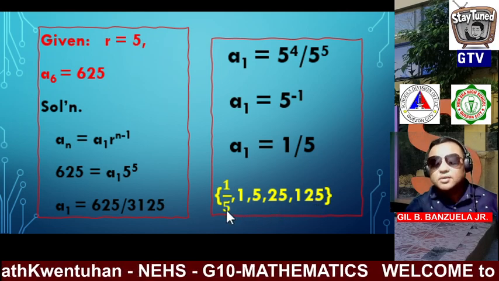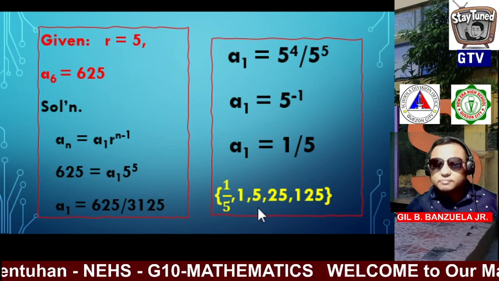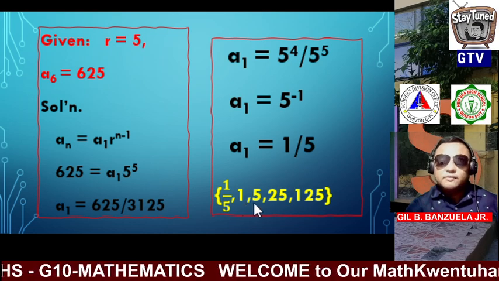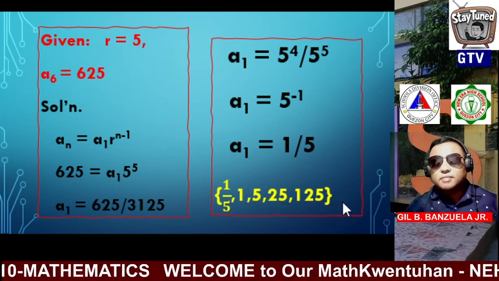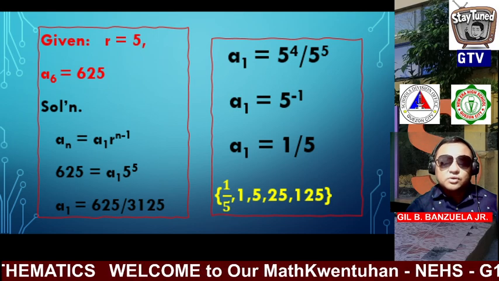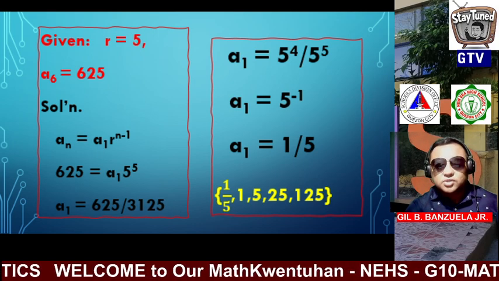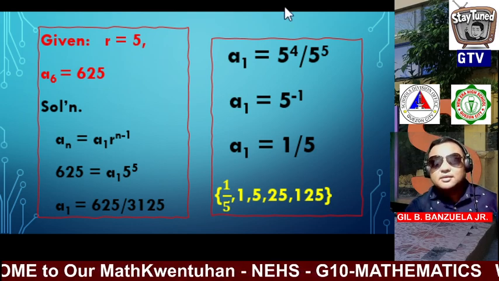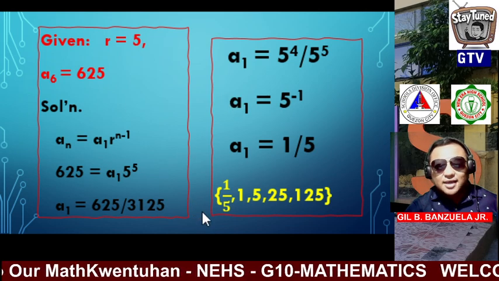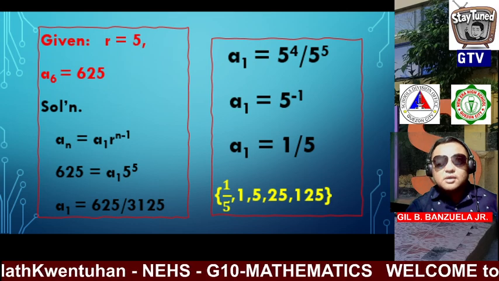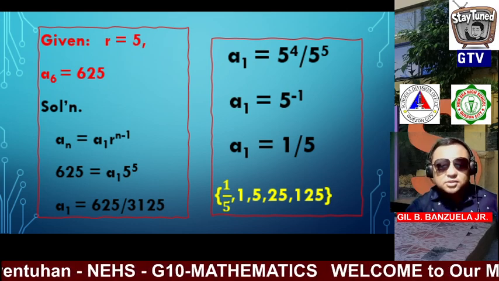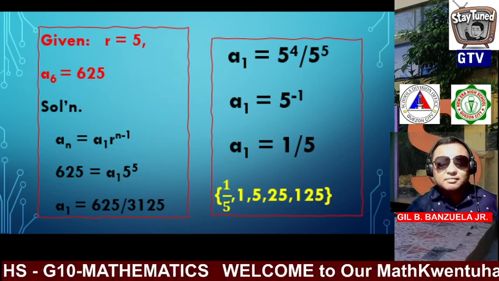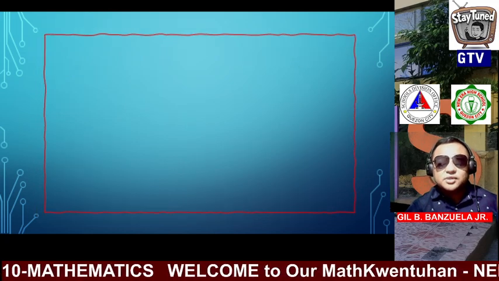125. That's why we arrive on the first 5 elements of the sequence: 1/5, 1, 5, 25, and 125, based on the definition of geometric progression or geometric sequence. Again, if you did not get this item, pause the video, rewind, rewatch, and please use your pen and paper to practice this item. Okay, so let's proceed on our next problem.